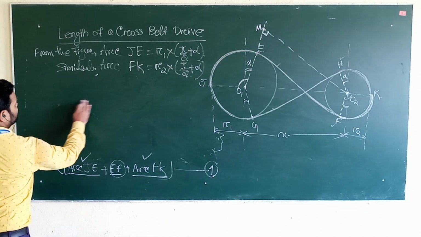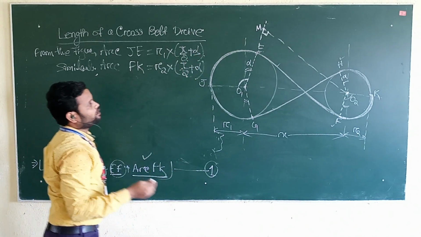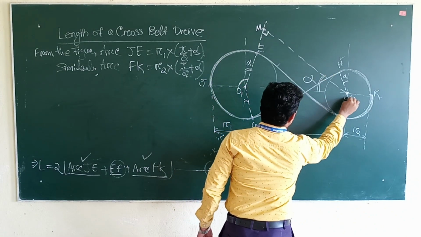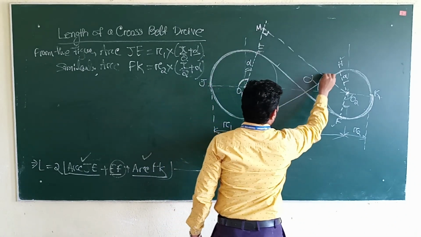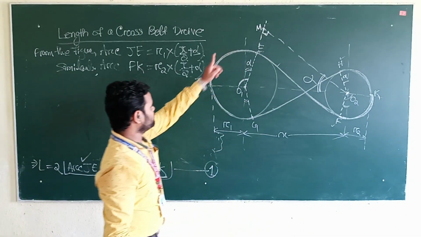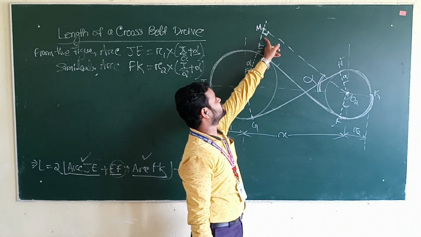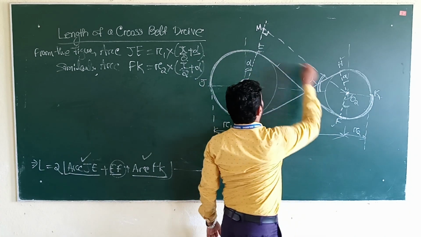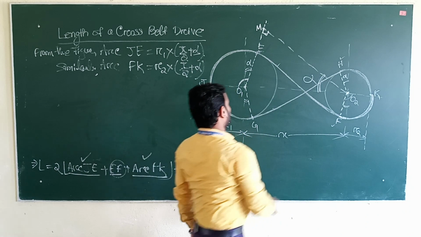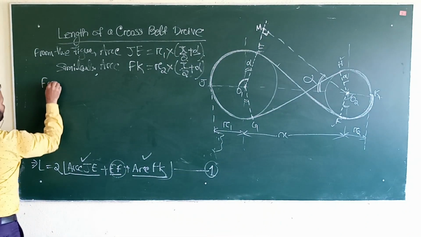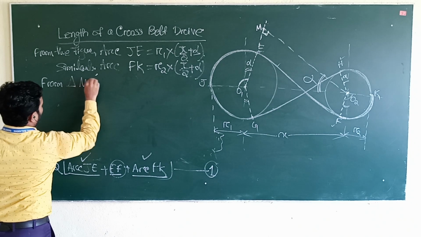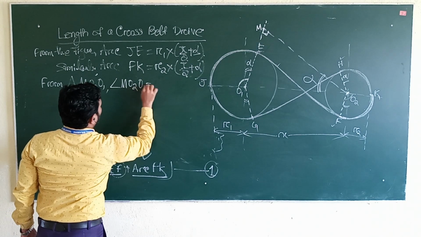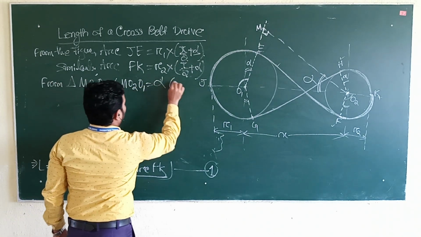Next we will see there is a term alpha. So where will we get the alpha? Sorry, I forgot to mark the alpha angle. Your O2 M O1 makes an angle alpha. O2 M O1 is a right angle triangle. It is 90 degrees, so it is a right angle triangle. And in this right angle triangle, the angle M O2 O1 is your alpha. So from triangle M O2 O1, the angle M O2 O1 equals alpha, in radians.